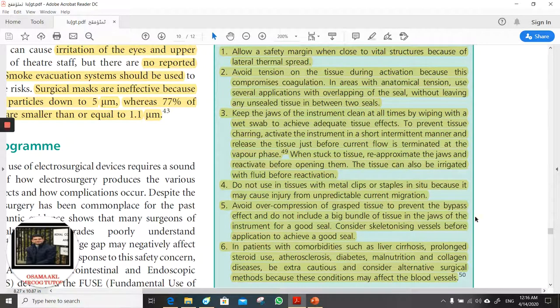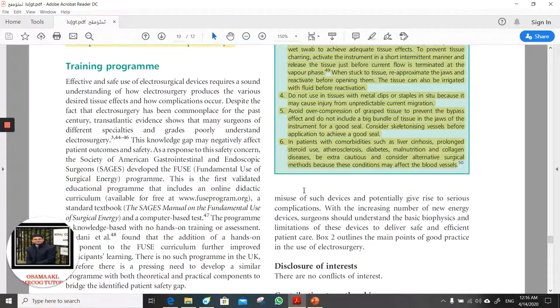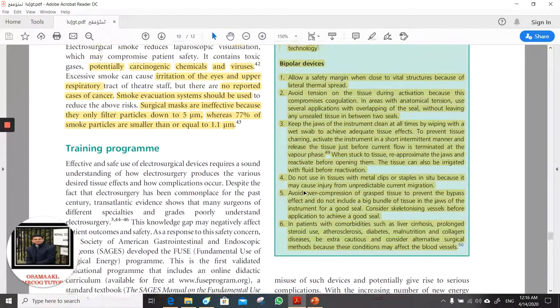And if there is a chance to use stitches or metal clips, it's better than using the diathermy if we are near important delicate structures. And for patients with comorbidity like liver disease or vascular disease, take care that their response to electrosurgery will be different from the response of other healthy people.